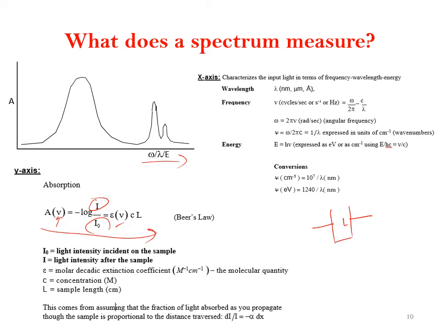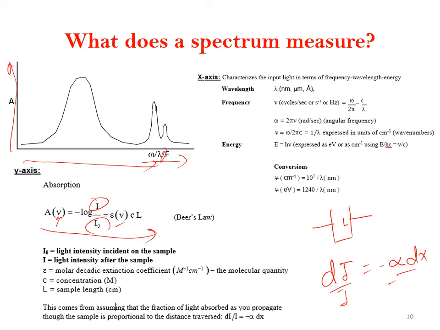So this comes from assuming that the fraction of light absorbed as you propagate through the sample is proportional to the distance traversed, which comes from this equation: dI with respect to I is equivalent to minus alpha dx. So this y-axis represents the absorption, and the x-axis most of the time represents the wavelength or wave number.